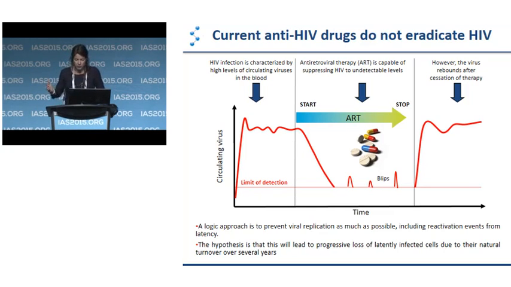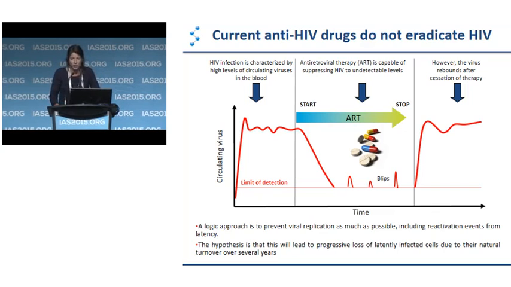Some studies from the Silicanus group, as well as others, have shown that patients with a higher frequency of blips have higher reservoirs than patients with fewer blips. This suggests that the reservoir is replenished, and that some novel infections occur even in the presence of ART that replenish the reservoir. So a logical approach for eradication would be to prevent viral replication as much as possible and prevent these events of reactivation from latency. The idea is that this will lead to a progressive loss of the latently infected cells due to their natural turnover over several years.